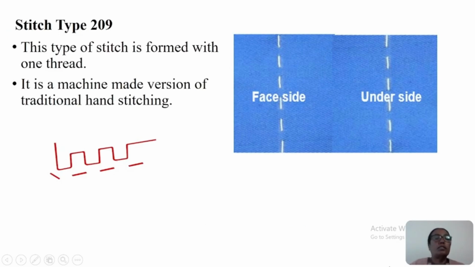Another type is stitch type 200. This is grouped under class 200. This type of stitch is formed with one thread. It is a machine-made version of the traditional hand stitch. You can see the face side or the right side of the fabric, or the wrong side of the fabric, like this. This one shows the 200 stitch, type 209.